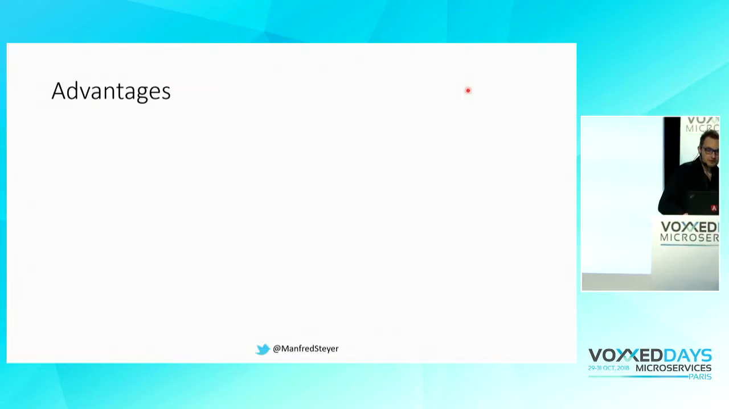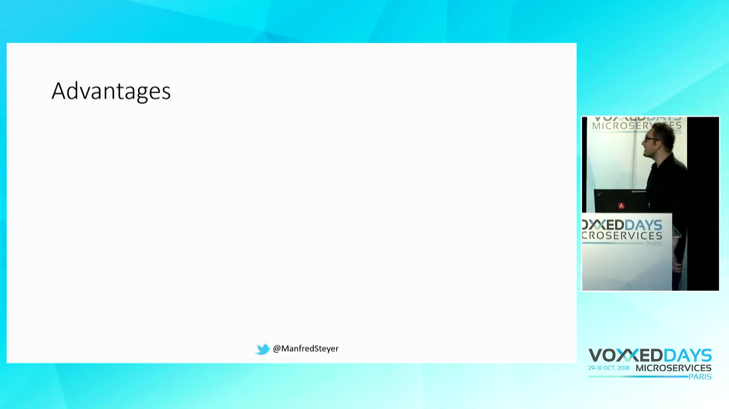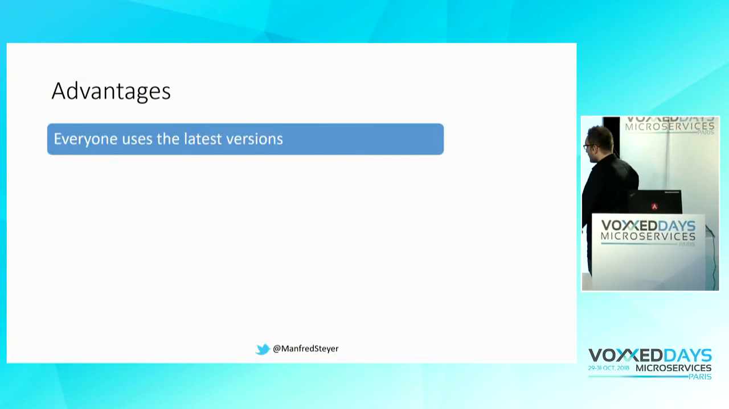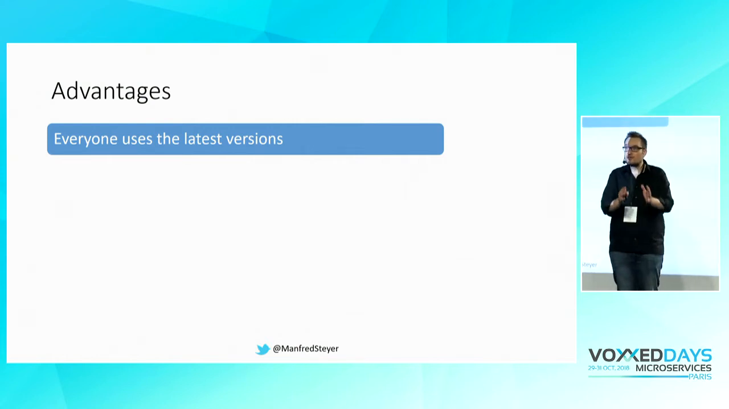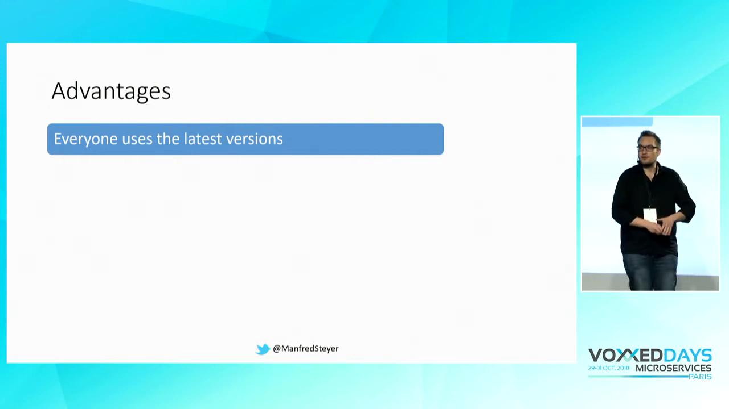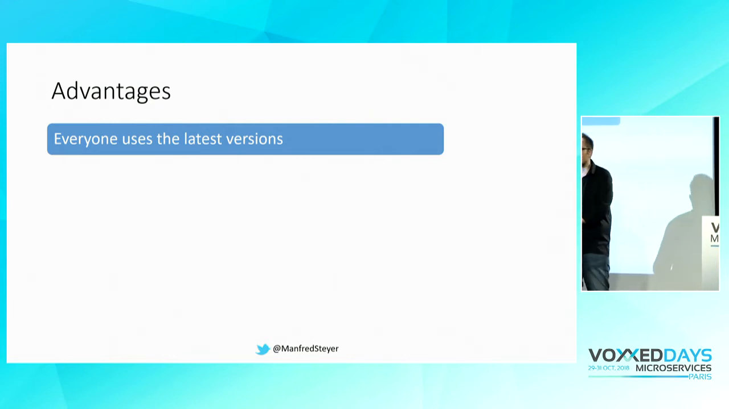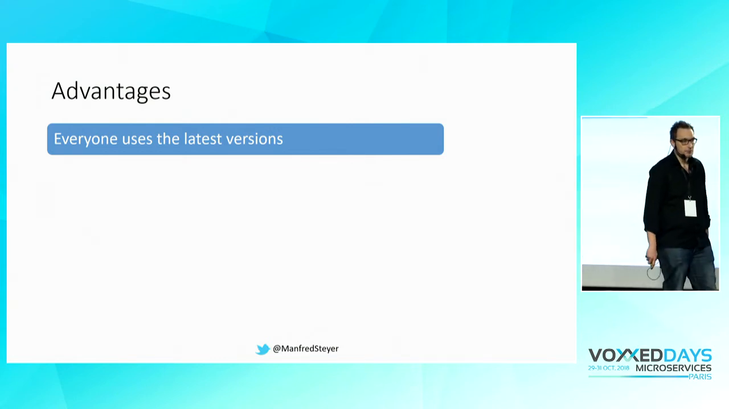When we look at the advantages of this approach, we see that everyone has to use the latest versions because the latest version of your current library is just in the folder next to your folder. You just have to navigate using /project/project name to point to your other library.